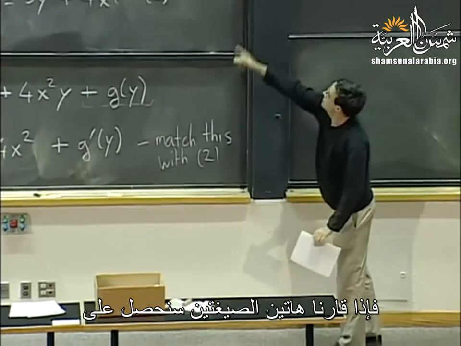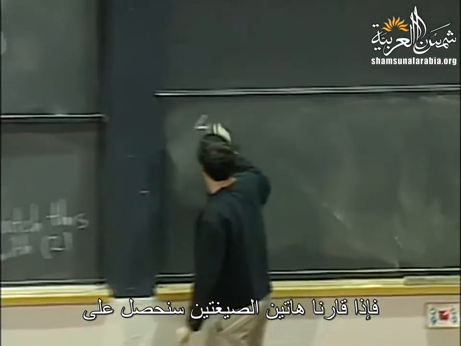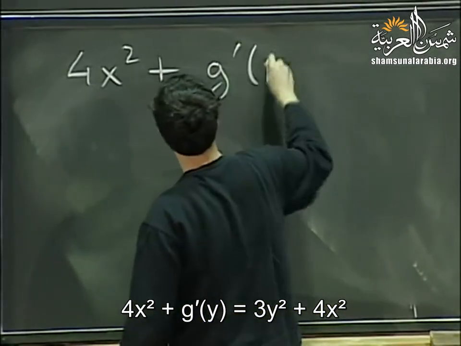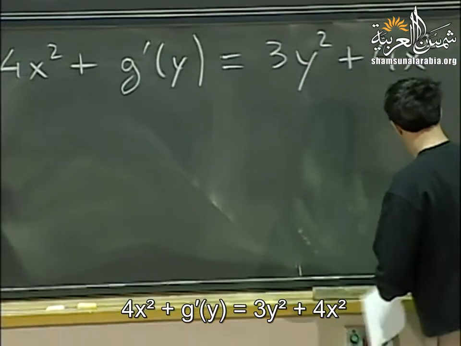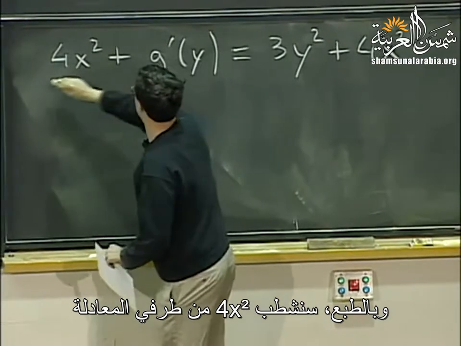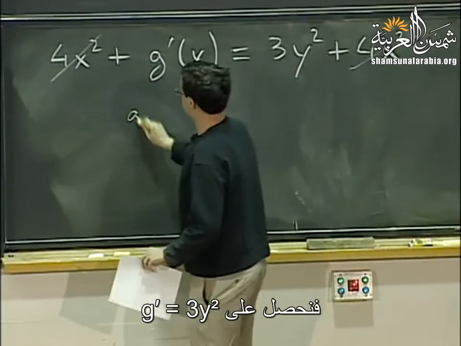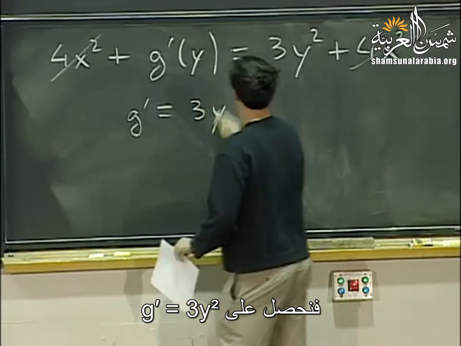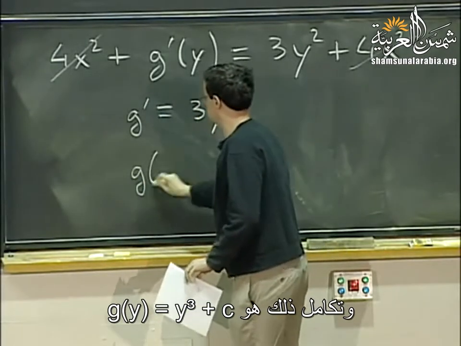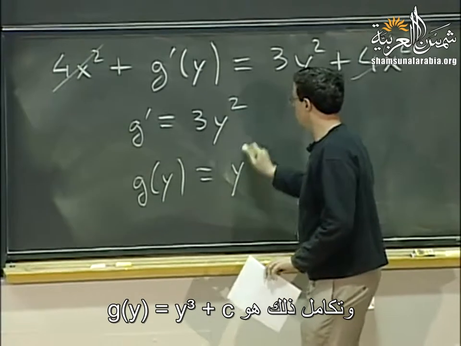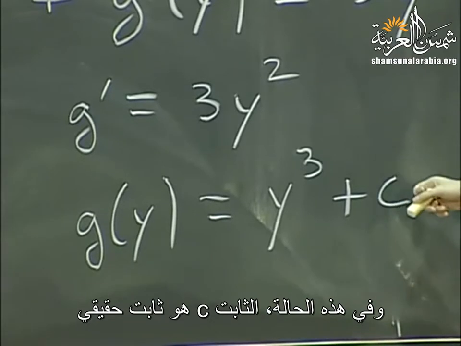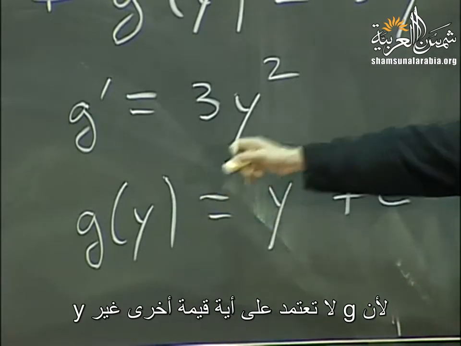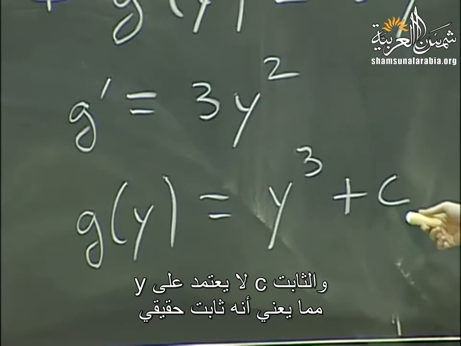If we compare the two, we get 4x squared plus g prime of y should be equal to 3y squared plus 4x squared. And of course, the 4x squares go away. That tells you g prime is 3y squared, and that integrates to y cubed plus constant. This time, the constant is a true constant, because g did not depend on anything other than y, and the constant does not depend on y, so it's a real constant now.